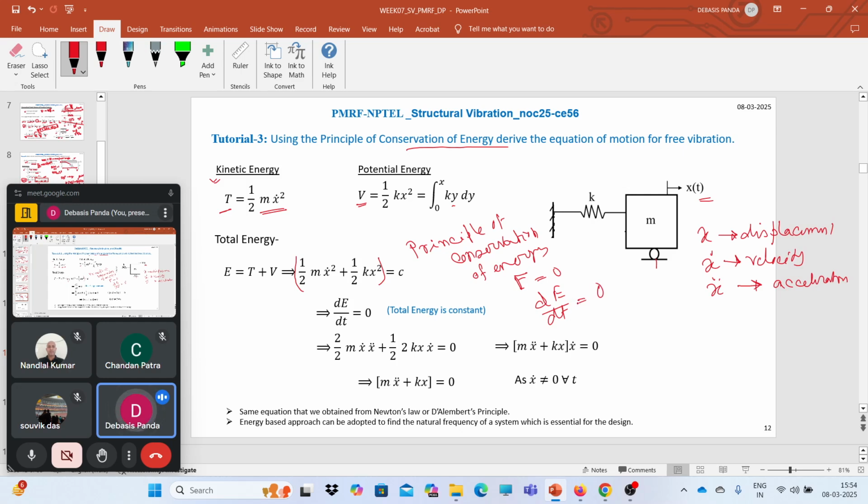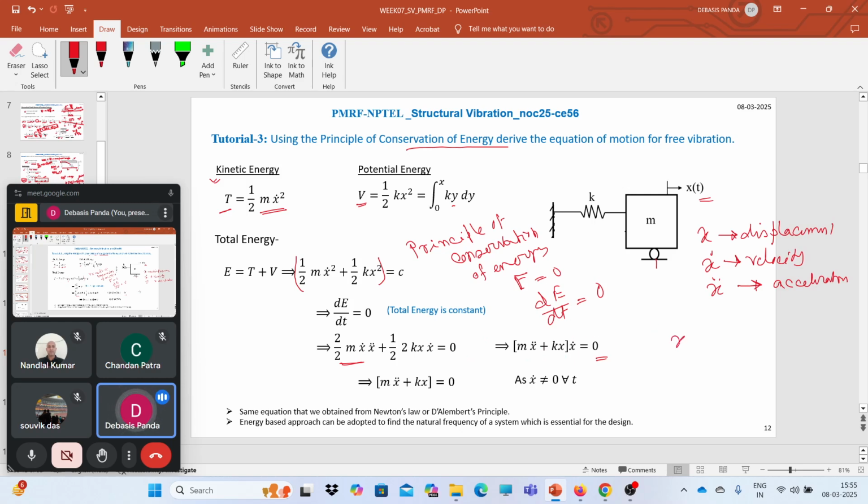Now if we differentiate it with respect to time, what we will get? We will get this equation. Say m x dot x double dot, because here we have half m into x dot square, so 2 will come here, 2 by 2 m into x dot square. Similarly this, and we can write the equation in this form, where m x double dot plus k x, within that bracket x dot we have just taken as common, equals to 0.